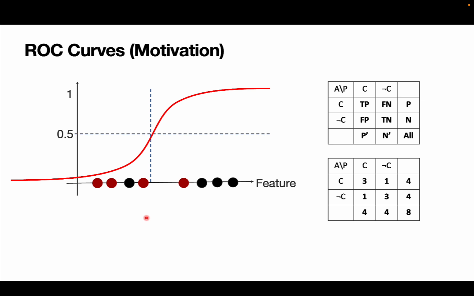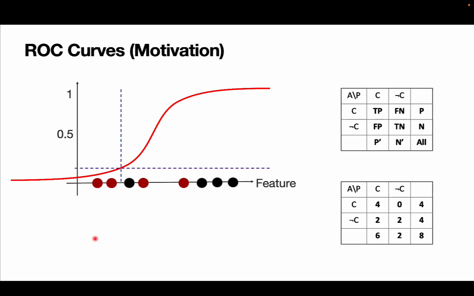Consider this logistic regression classifier. In logistic regression, we need to define a threshold or a cutoff to classify an example as positive or negative. So in this very example, suppose we picked 0.05 and we ended up with this confusion matrix. So we were able to classify 3 positive examples and 3 negative examples, but we also ended up with 1 false positive and 1 false negative.